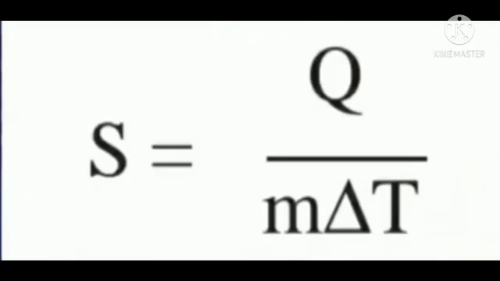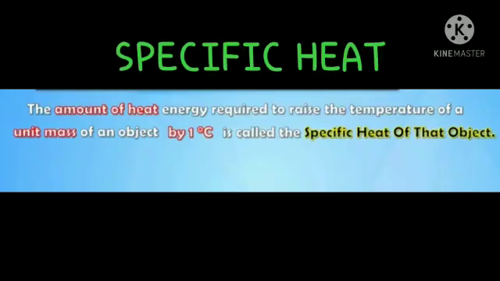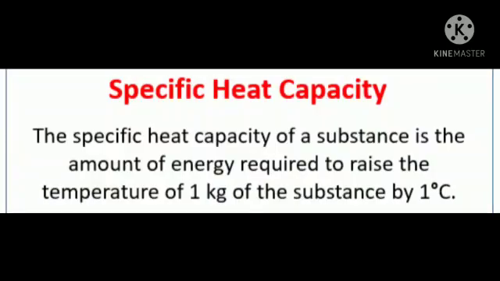Right. How can we define the specific heat of any substance? The specific heat of a substance is the amount of heat required to raise the temperature of unit mass of the substance by 1 degree Celsius. Here 1 unit mass is nothing but 1 gram or 1 kg, right?